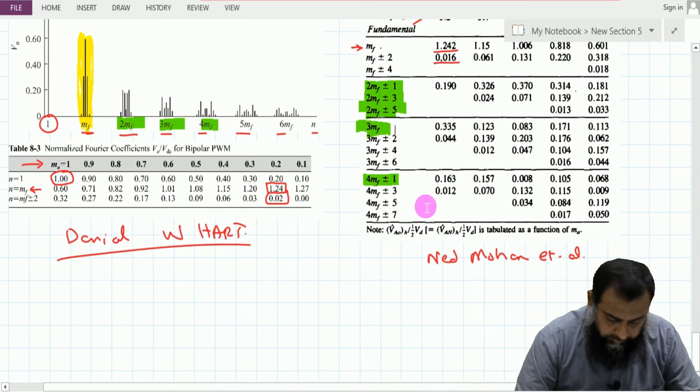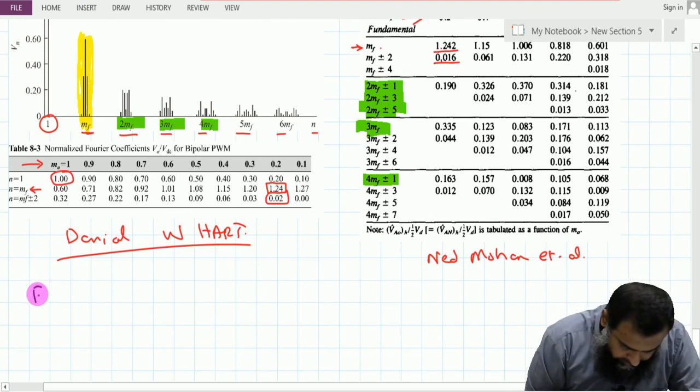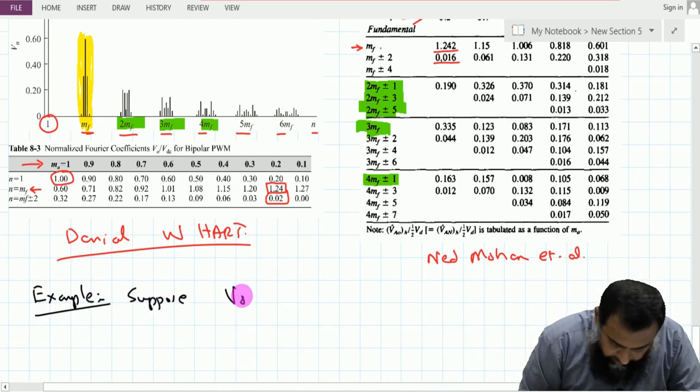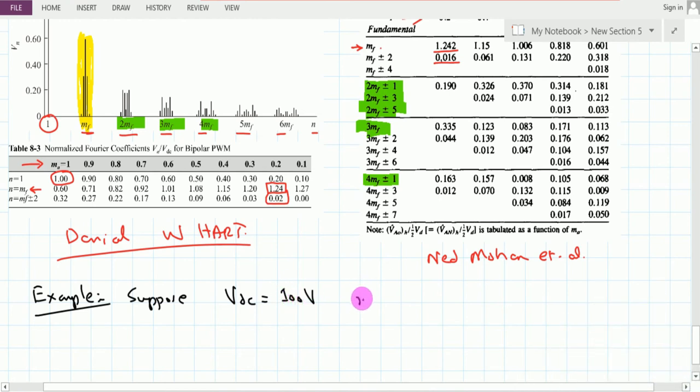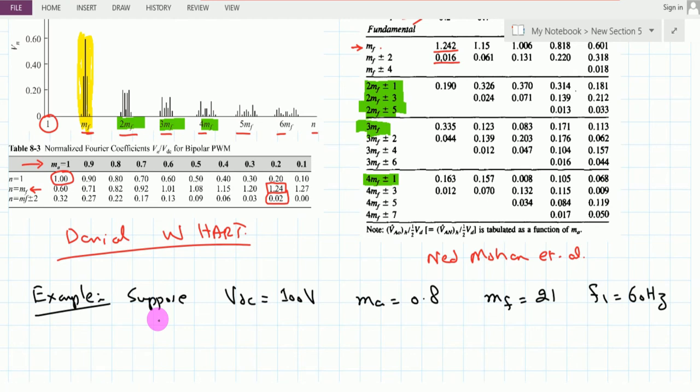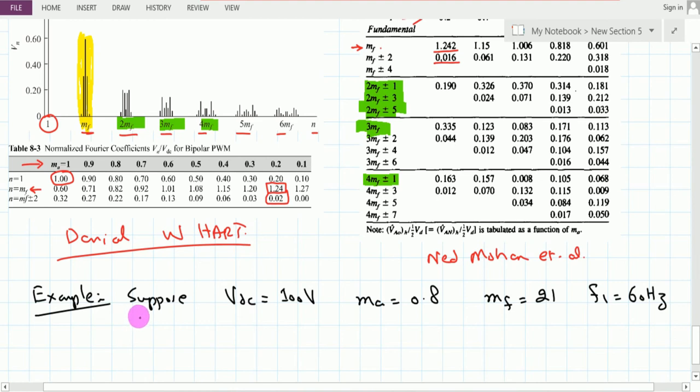Now suppose, let us do an example. Suppose that we have VDC equal to 100 volts, MA equal to 0.8 and MF equal to 21, with the fundamental frequency equal to 60 hertz. We need to find out V1, the amplitude of the fundamental waveform, the fundamental component of the load current, the power absorbed by the load, and the THD of the load current. So R is equal to 10 ohm.